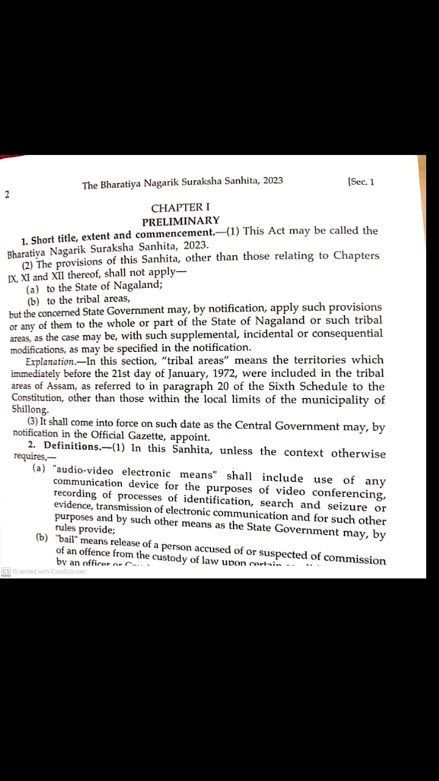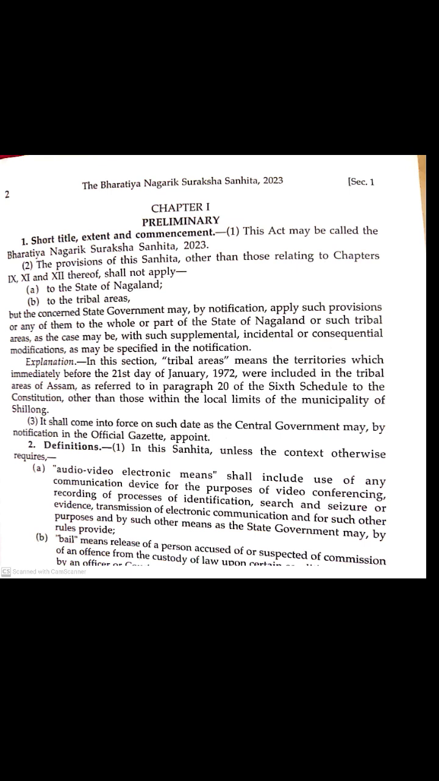B. Other than those relating to Chapters 9, 11 and 12. This means these chapters are special parts of the law. These chapters will still apply everywhere. We will explain this below. But the rest of the law will not work in certain places. C. Shall not apply. This means most of the rules in this law will not work in some places.